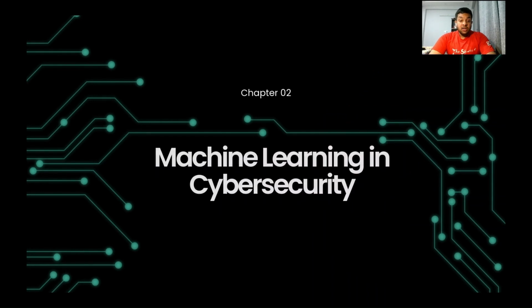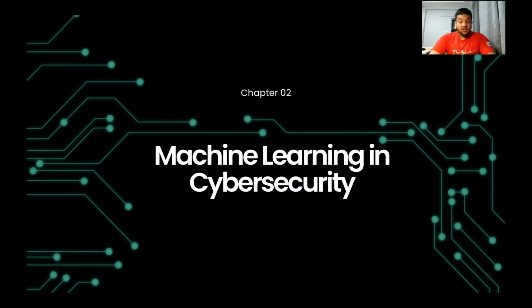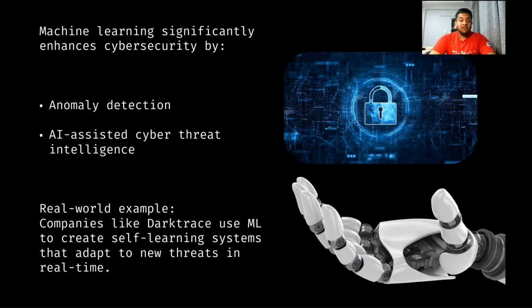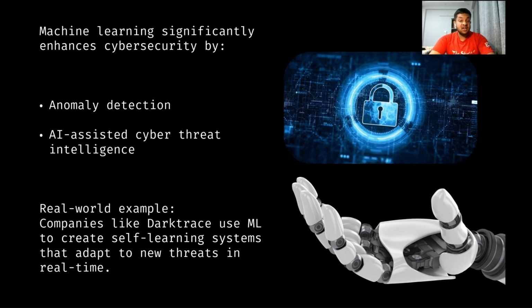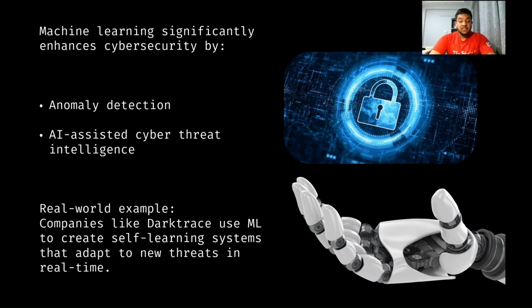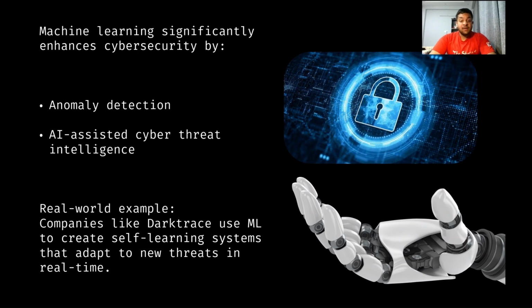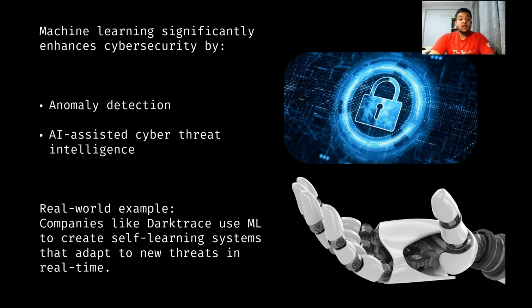So, let's begin with a very relevant field, cybersecurity. Machine learning enhances cybersecurity in powerful ways. First, there is anomaly detection. Machine learning models can learn what normal behavior looks like on a network and then raise flags when something unusual happens, even if it is a completely new kind of attack.